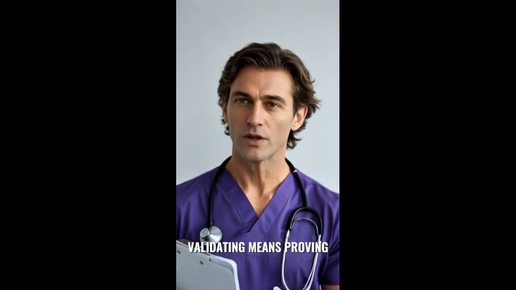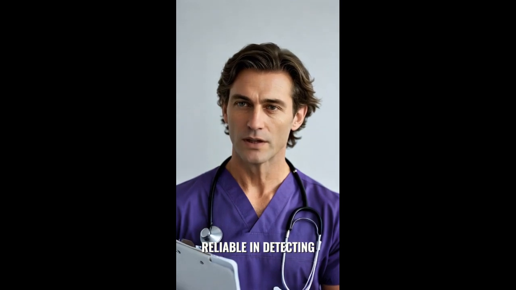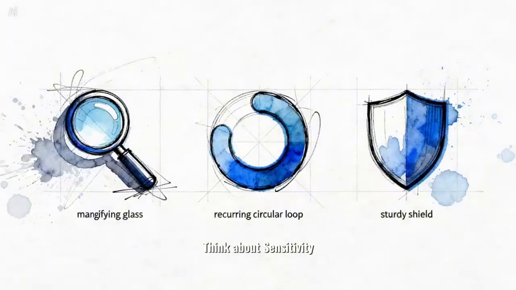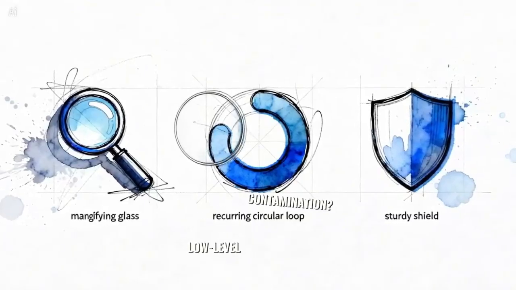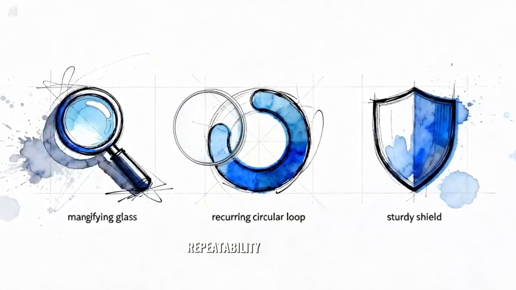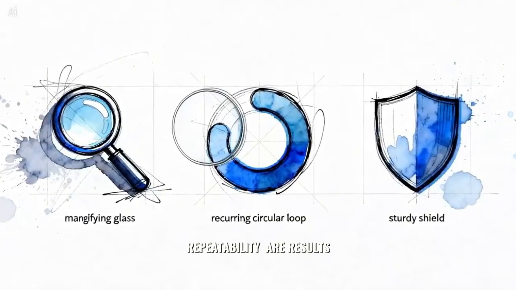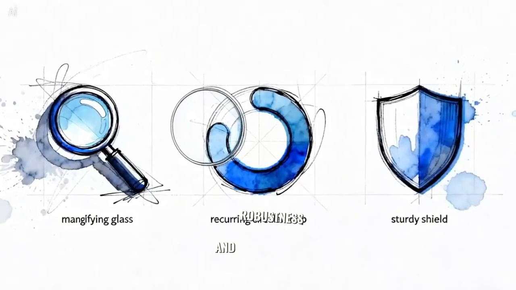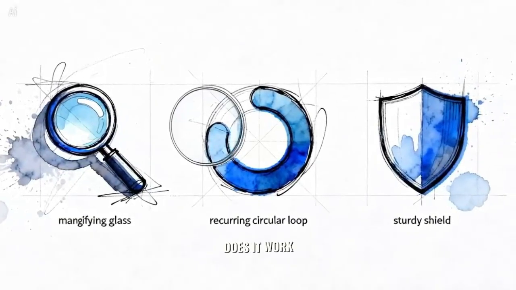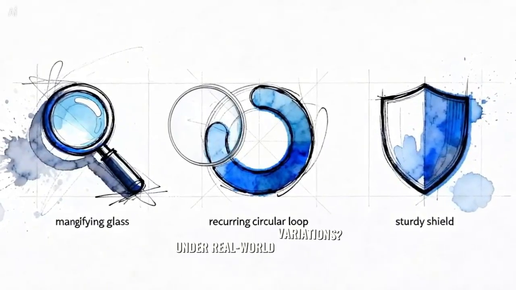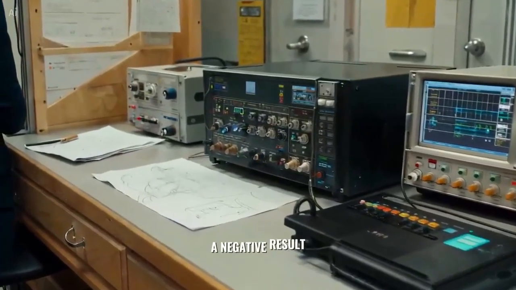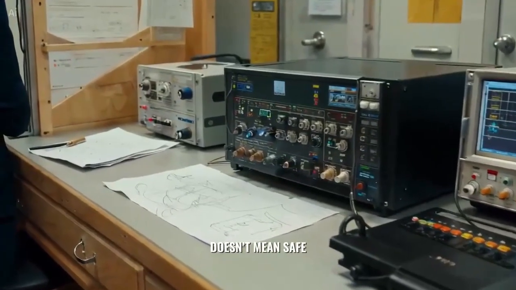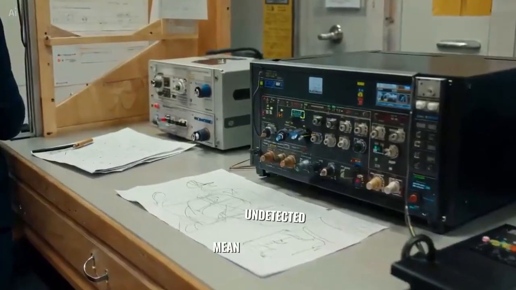Validating means proving it is reliable in detecting contamination. Think about sensitivity. Can it detect low-level contamination? Repeatability. Are results consistent? And robustness. Does it work under real-world variations? Without validation, a negative result doesn't mean safe. It may just mean undetected.